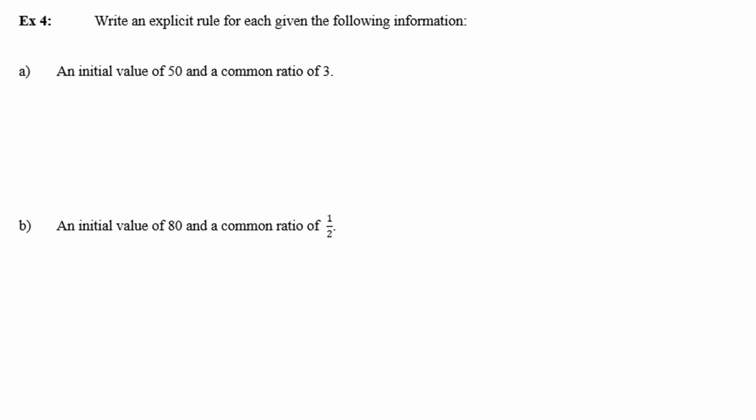Example 4. Write an explicit rule for each given the following information. Again, right away I see explicit rule. So for my own benefit, I'm going to go ahead and write down a_n equals a_1 times r raised to n minus 1. Looking at A says it has an initial value of 50.